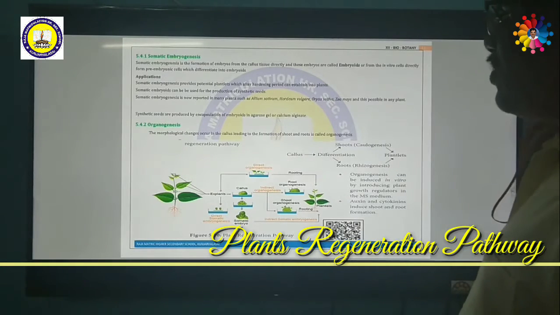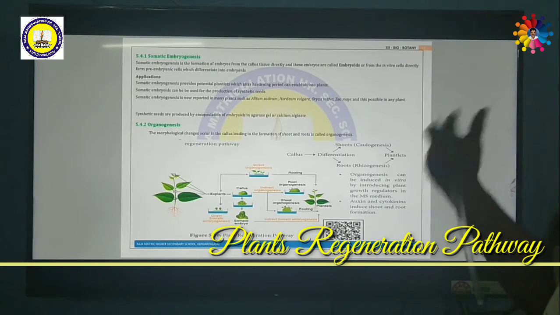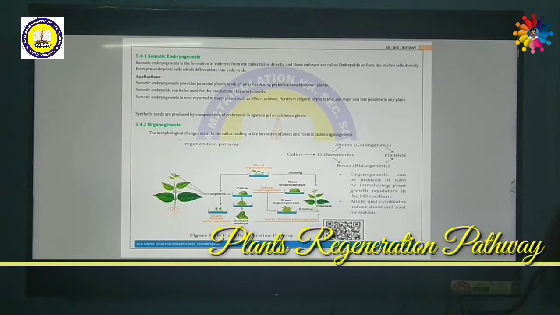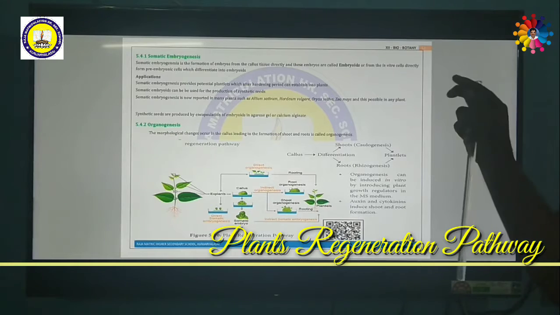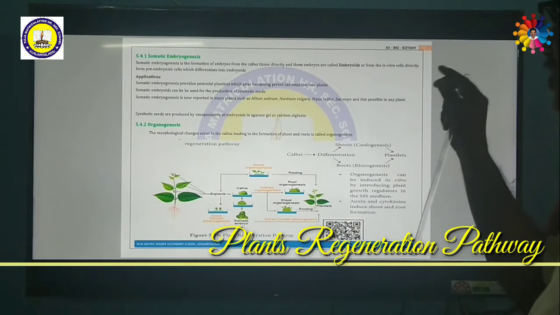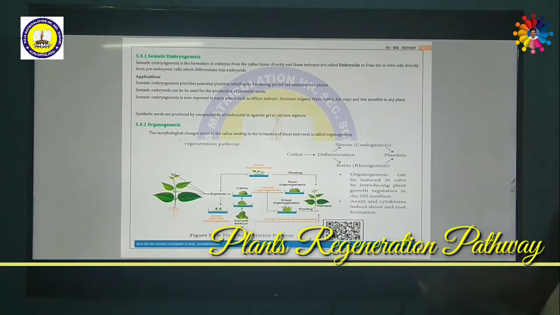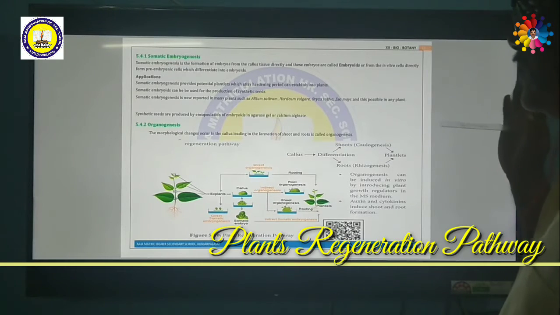Somatic embryogenesis is now reported in many plants like Allium sativum. Allium sativum means garlic. Hordeum vulgare means a white color wheat variety. Barley, you know. Do you know about barley? It is similar to white color wheat. It looks like white color wheat, but it is barley. Oryza sativa, paddy. Zea mays, the maize plant. And this is possible in any plant nowadays. Somatic embryogenesis is possible in any type of plant.